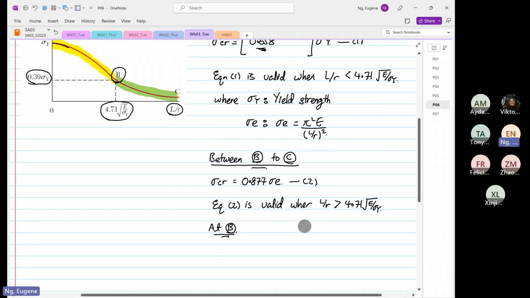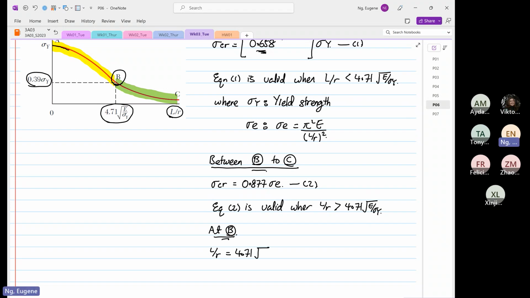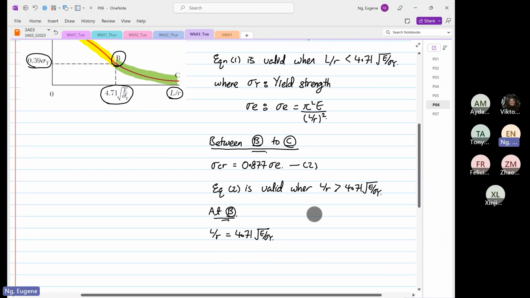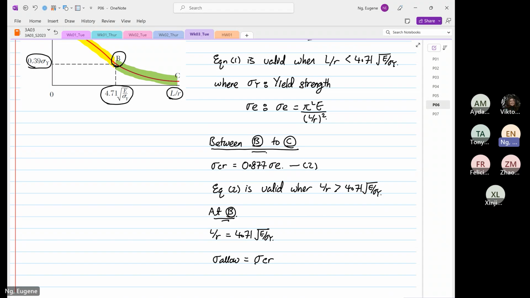What we have now is L over R equal to 4.71 square root of Young's modulus divided by stress yield. From here, our stress allowable will be equal to stress critical divided by 1.67. So now we have all these conditions.